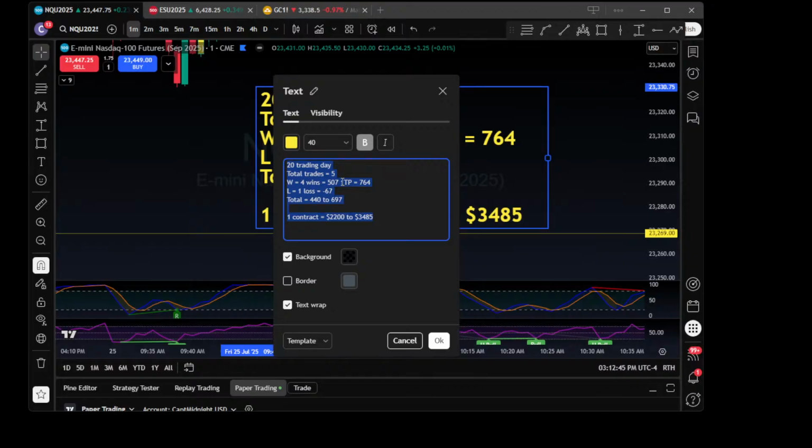Let's do it this way. After full, 1 TP for first TP.